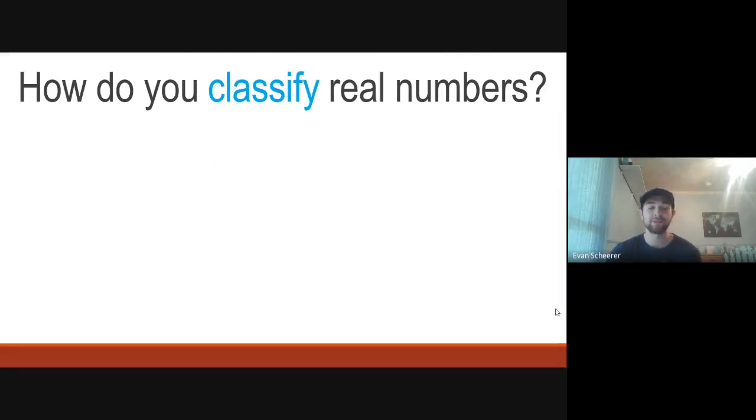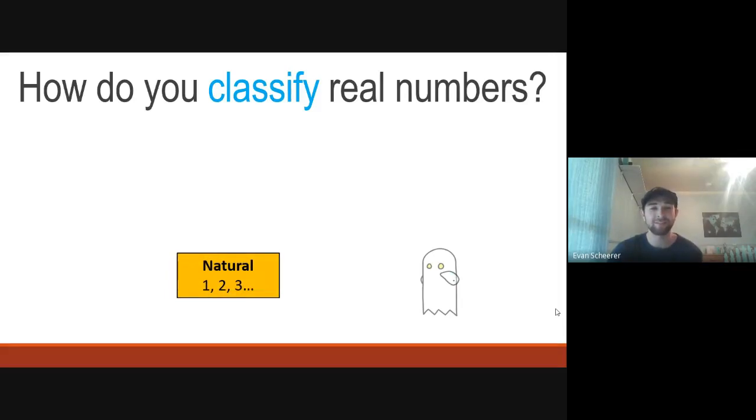So how do you classify real numbers? Let's look at all the different types of numbers. The first type of numbers is a natural number. That's the smallest set of numbers. Natural numbers are 1, 2, 3, 4, 5, on forever. We call those counting numbers because they're numbers you count with on your fingers, on your hand.